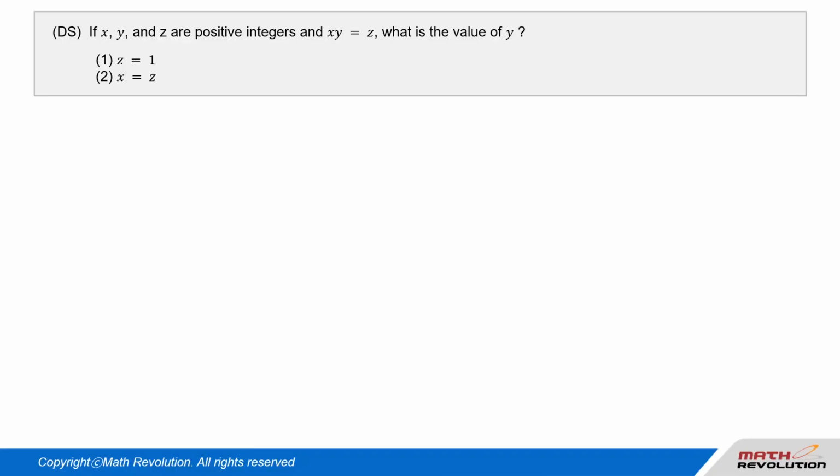Question 2. DS. If x, y, and z are positive integers, and x times y equals z, what is the value of y? Condition 1: z equals 1. Condition 2: x equals z.